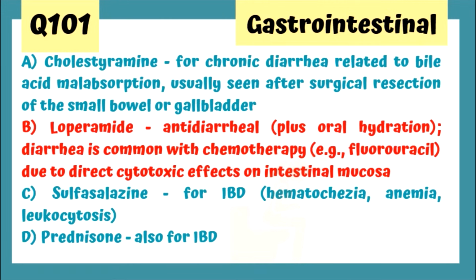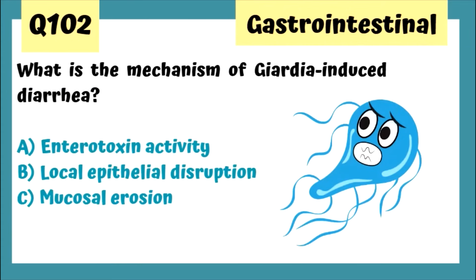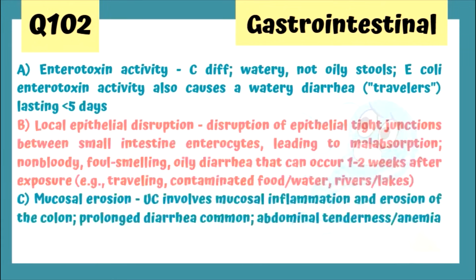And by the way, diarrhea is common with chemotherapy, such as with fluorouracil, due to the direct cytotoxic effects on the intestinal mucosa, so we want to give loperamide. Question 102. What is the mechanism of Giardia-induced diarrhea? It's local epithelial destruction. There's disruption of the epithelial tight junctions between small intestine enterocytes, leading to malabsorption, non-bloody, foul-smelling, oily diarrhea that can occur 1 to 2 weeks after exposure.